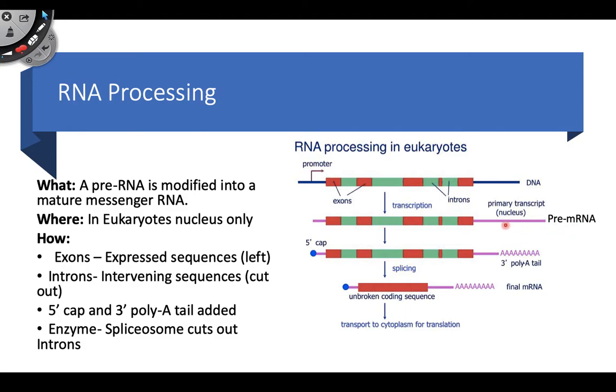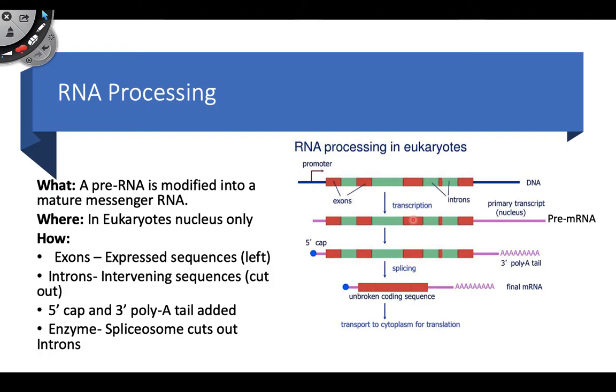So this pre-mRNA transcript contains segments that are called exons and introns. Here we see that these red segments in the pre-mRNA are kept in the final mRNA. These red segments that are kept or left in place are known as exons. They're called exons because they ultimately get expressed.